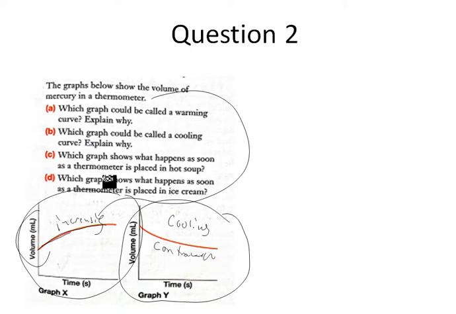Which graph shows what happens as soon as a thermometer is placed in hot soup? And which graph shows what happens as this thermometer is placed in ice cream? This one, because it would cool down.